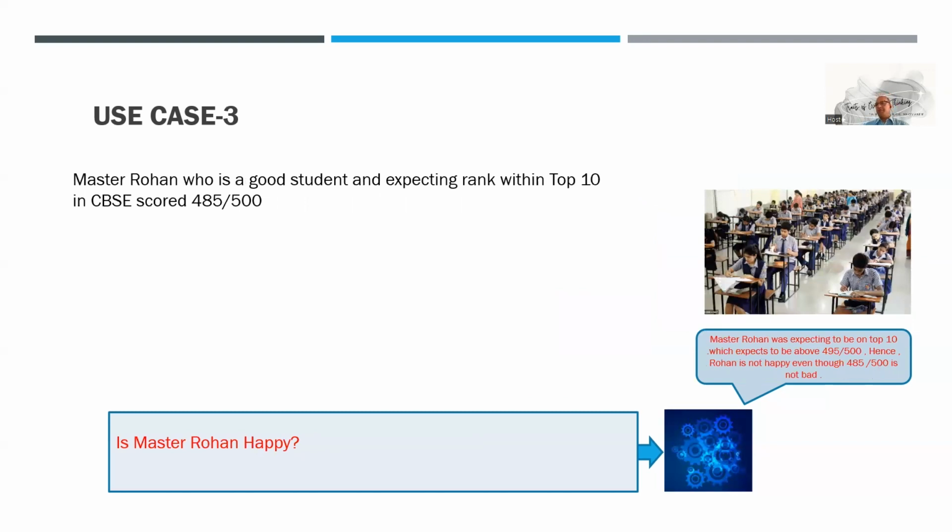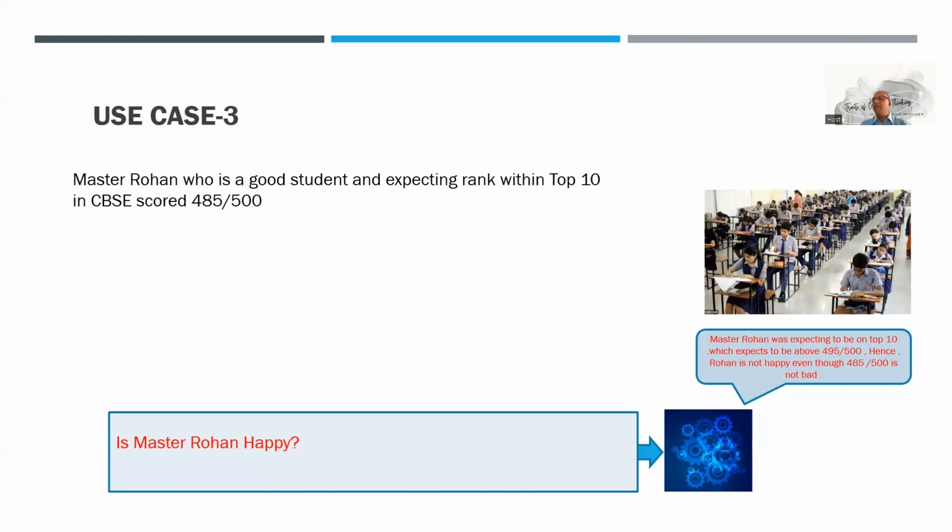Now, a particular kid appearing, say, for class 10 has scored very high marks, 485 out of 500, but he is not happy. So does it mean that this kid has really scored low marks? 485 out of 500 is never a low mark. It is never a low mark. Then what is the sentiment? The sentiment is based on the situation.